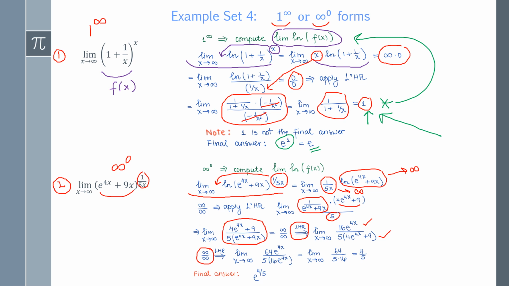Okay, so we get 64 e to the 4x on top. On the bottom, we get 5 times 16 e to the 4x. And now these expressions cancel out. E to the 4x is a common factor. It's gone. So we have the limit of this constant term, 64 over 5 times 16, and that reduces to 4/5. Okay, let me remind you that this is not the final answer. This is an intermediate answer. The final answer is e raised to this power right here.